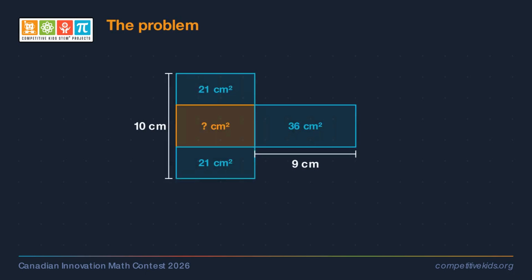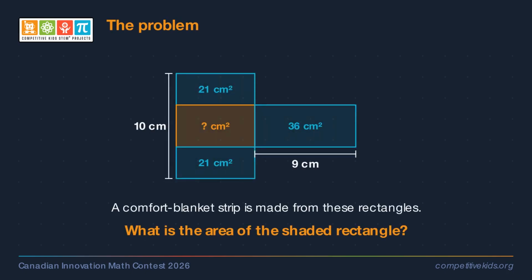A comfort blanket strip is made from 3 rectangles, all the same width. The top has area 21 square centimeters. The bottom has area 21 too. The full strip is 10 centimeters tall.